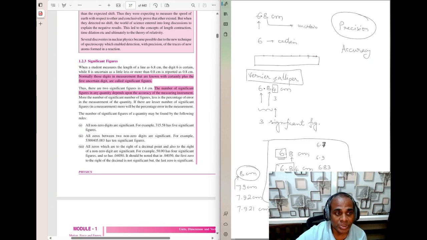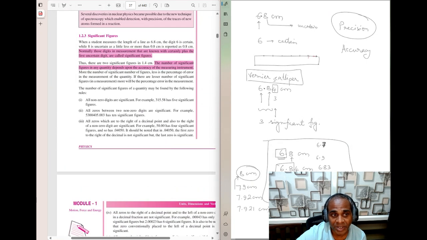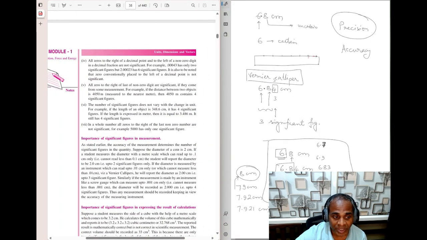Now coming again to significant figures. Why do we need significant figures? We'll understand that, and then we will calculate how to find the number of significant figures of a quantity. So what is the importance of significant figures in measurement? As you can see, the accuracy of the measurement determines the number of significant figures in the quantity.